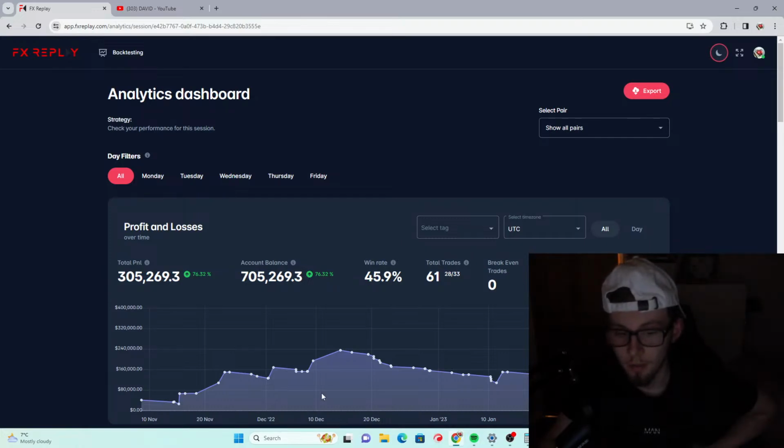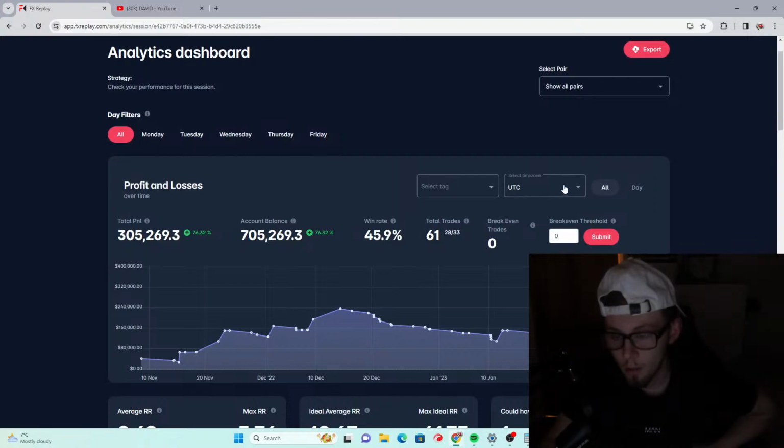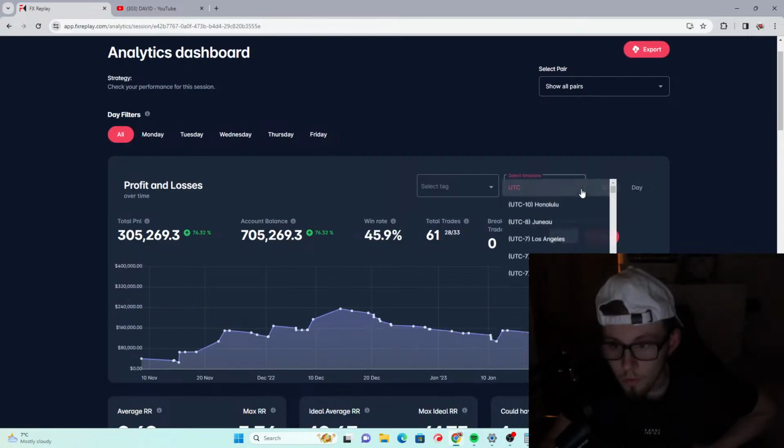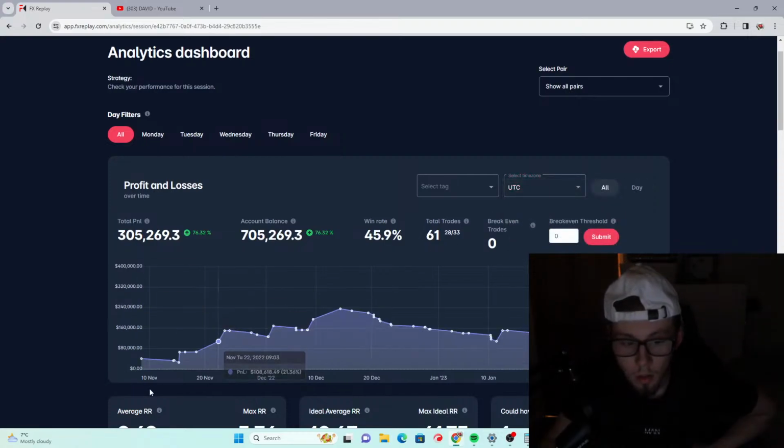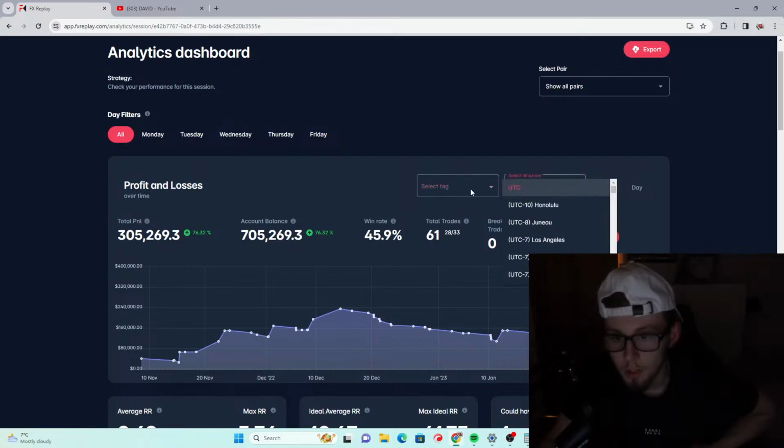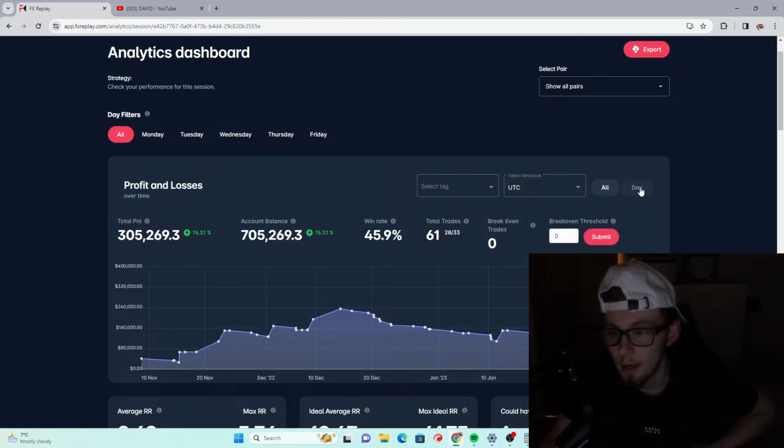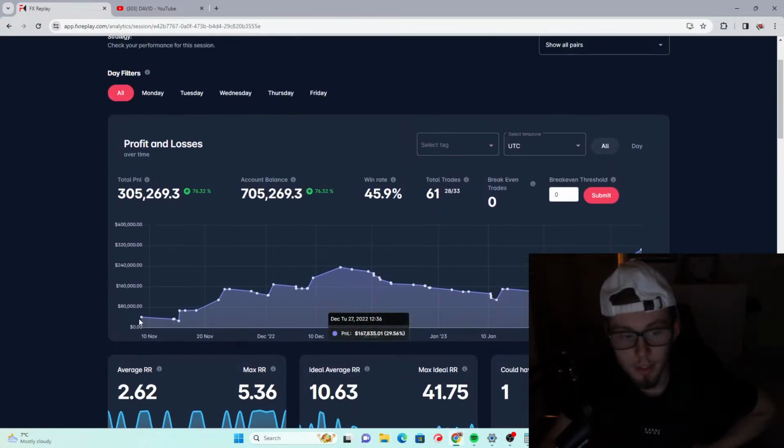Yeah, my math isn't mathing, but obviously on the equity curve you can clearly see. I think this is P&L all time. I think I can filter it. This is profit, by the way. I wish I could select the entire equity curve, but yeah, this is profit.